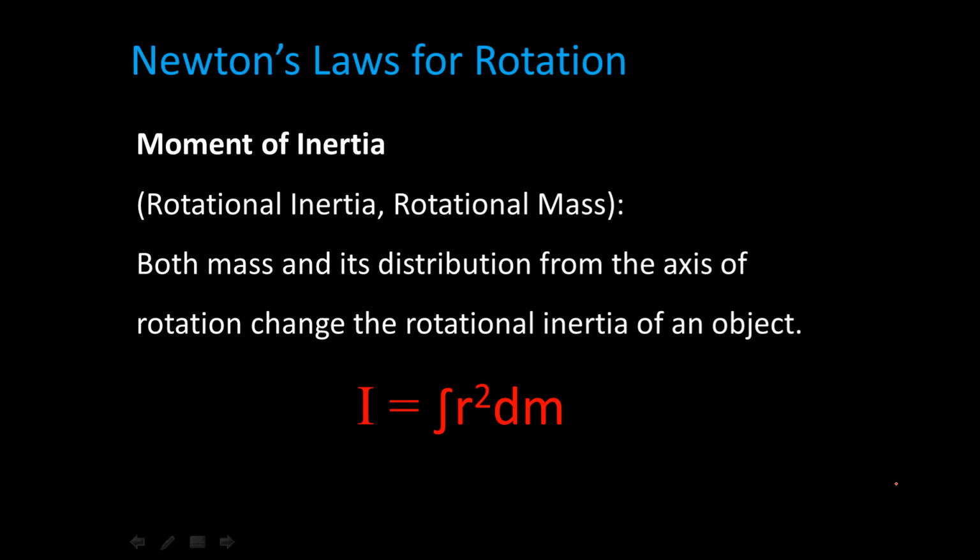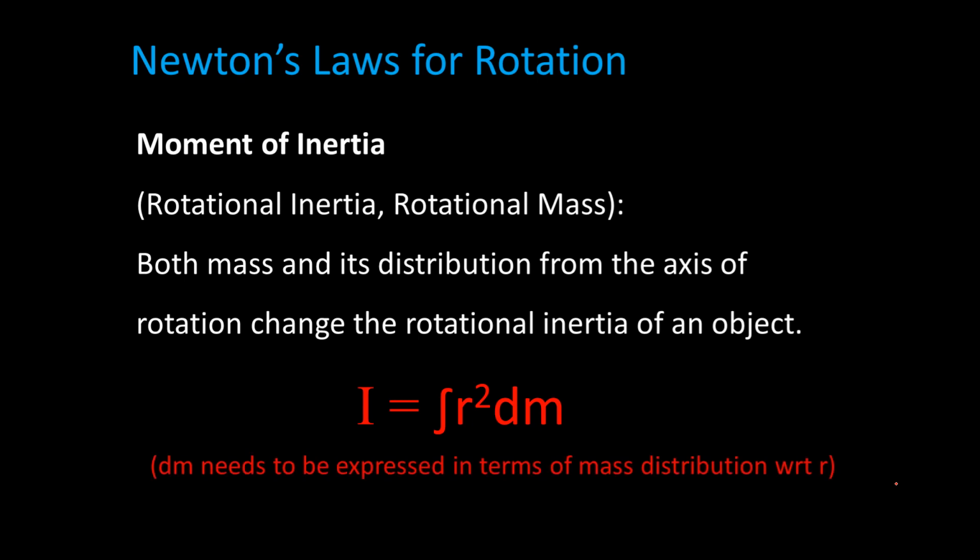In the simple case, if all of our mass is at one point, there's no distribution, we end up just having the value of mass times radius squared. And a note: if we have a distributed mass, then our dm needs to be expressed in terms of mass with respect to r.